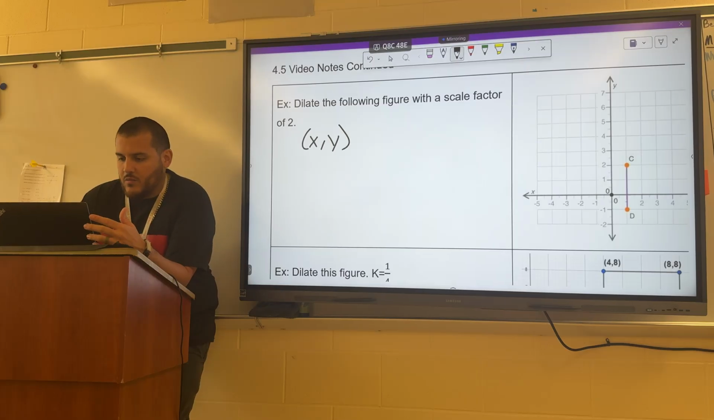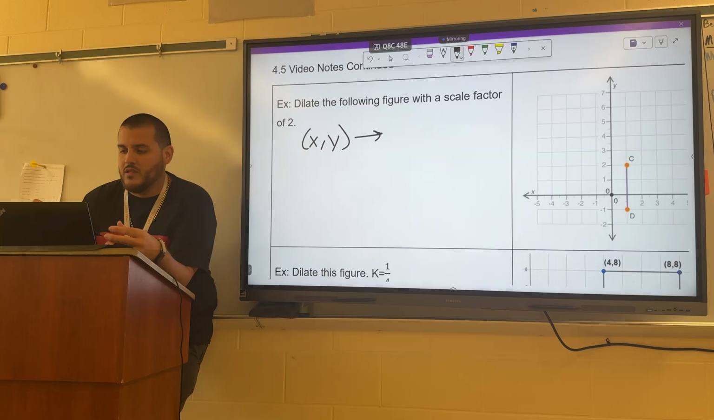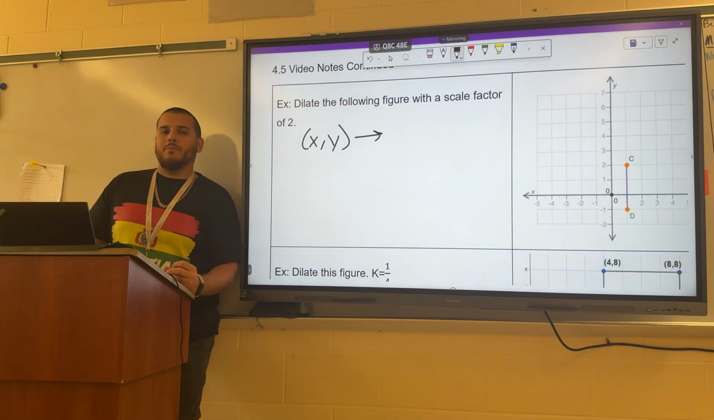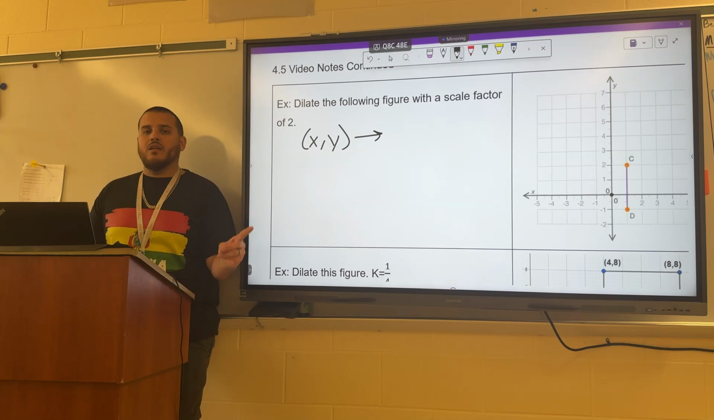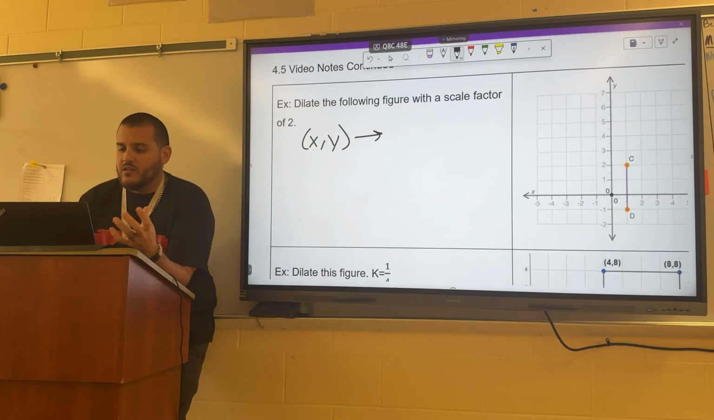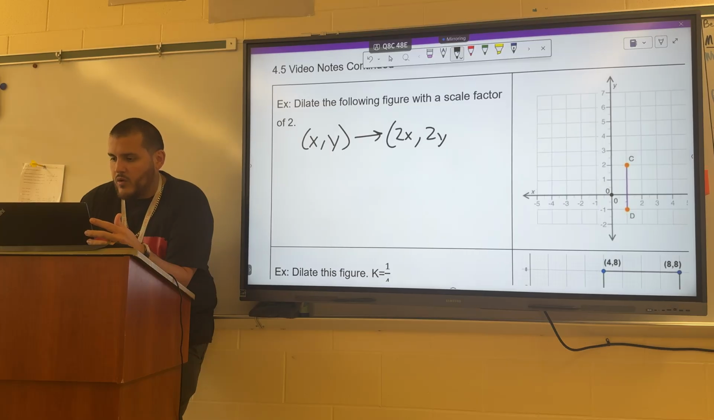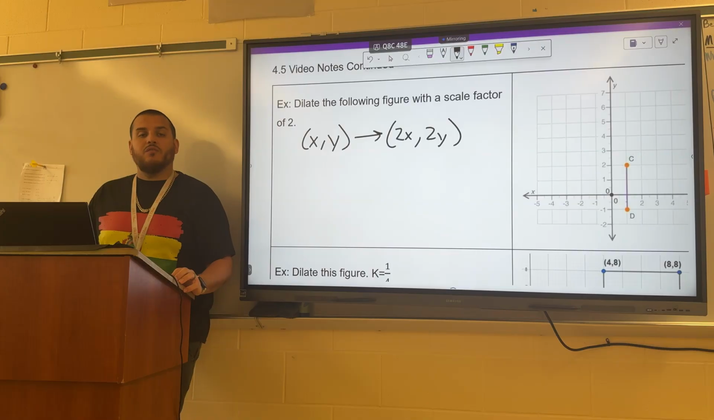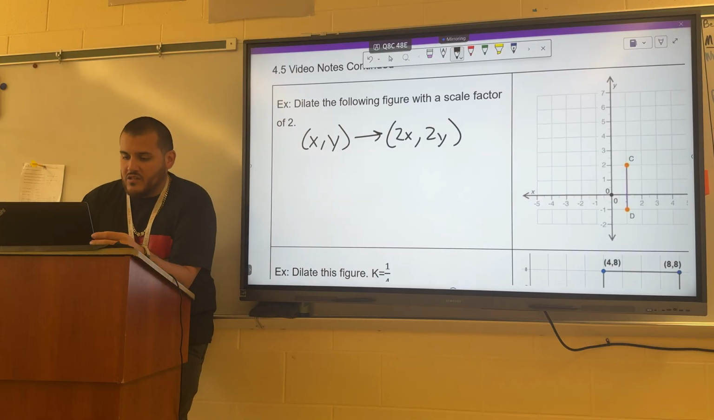We start with any random point, and it transforms into a new point. When we dilate, all we're really doing is multiplying by the scale factor that's given to us. So we would take the x-coordinate and y-coordinate and multiply it by whatever that value is. In this case, it's 2. So xy would become 2x, 2y, multiplying both the x-coordinate and the y-coordinate by 2. So we can perform this dilation by just using that rule.